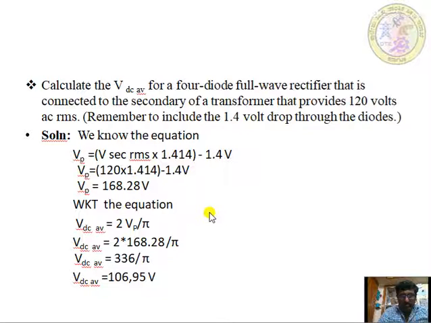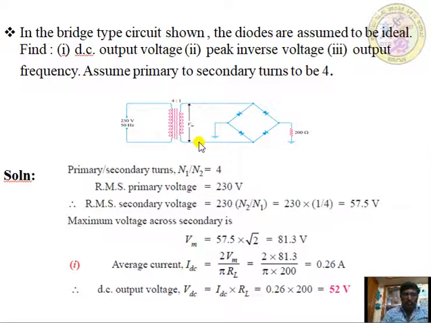We know the equation Vp is equal to Vsec RMS into 1.4, minus 1.4 volts. This one is the voltage drop, so we are just subtracting that value. After calculation we get the Vp value as 168.28 volts, and we know that the VDC formula is 2 Vp by pi, so we will be getting 106.95 volts. Okay, see next problem.